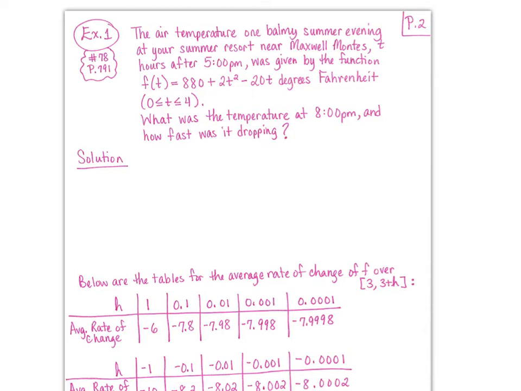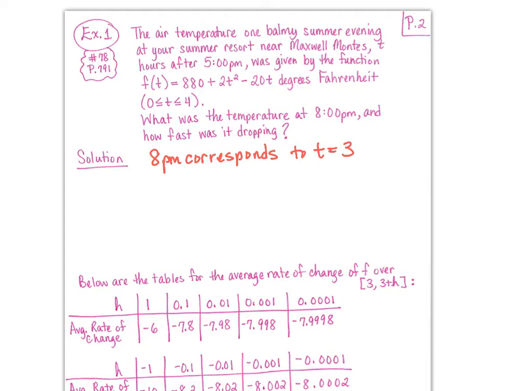How do we find that? Let's break it into two parts. How do we find the temperature at 8 p.m.? Good. You plug 3 in for t. First you interpret 8 p.m. That corresponds to t equals 3, because it's 3 hours after 5 p.m.